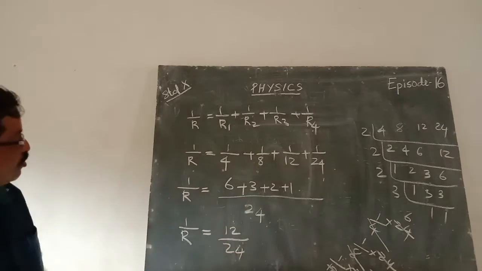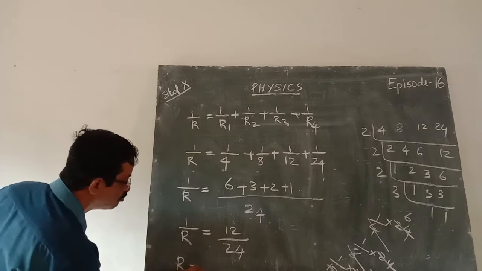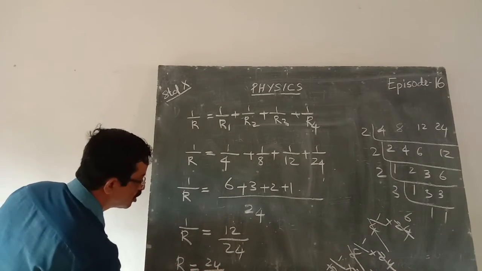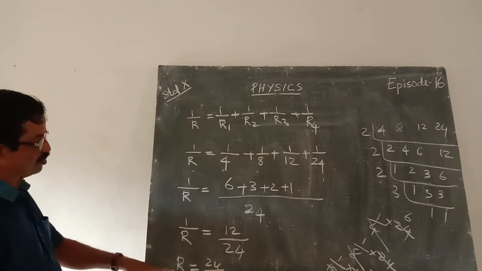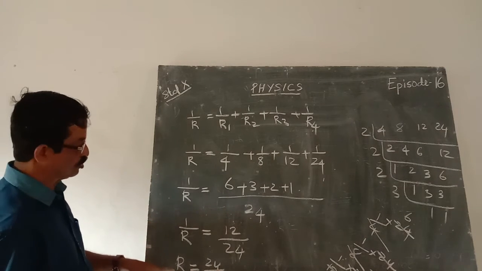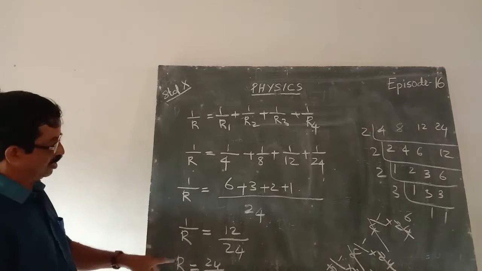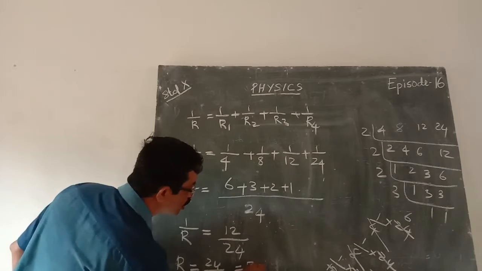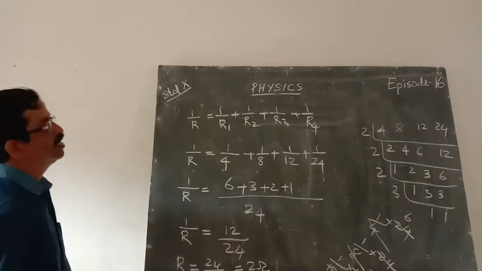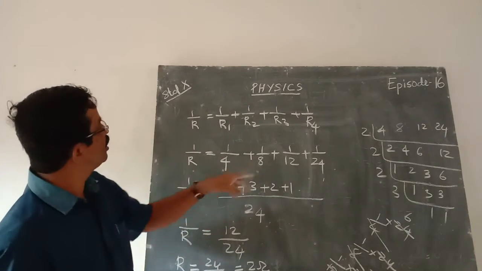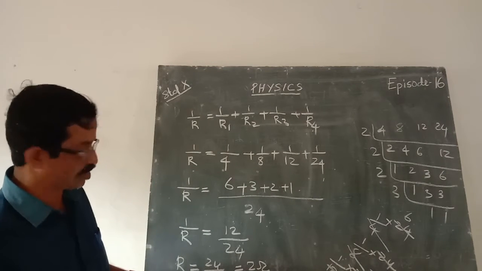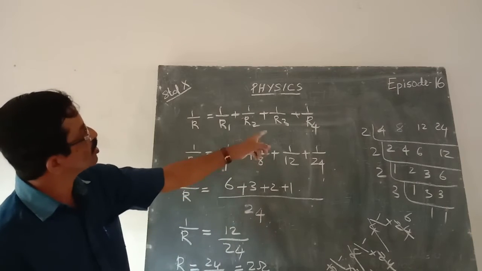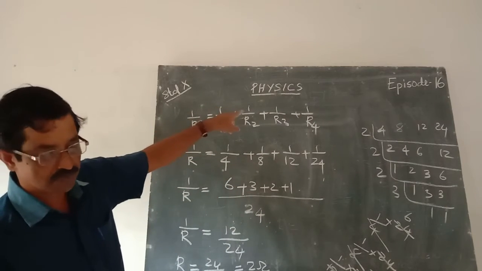Now we can take the reciprocal. That is R equal to 24 by 12. Here the reciprocal is R by 1, but dividing by 1 there is no change, hence we are only taking R. That is 24 by 12, equal to how much? It is 2 ohm. 2 ohm is the resistance in the circuit. This is the least resistance in the circuit.